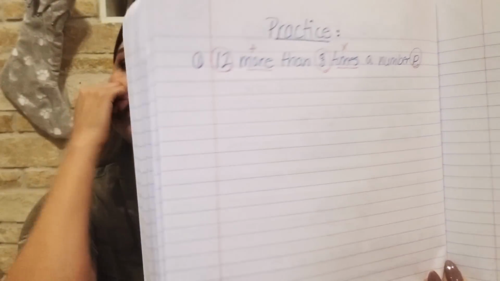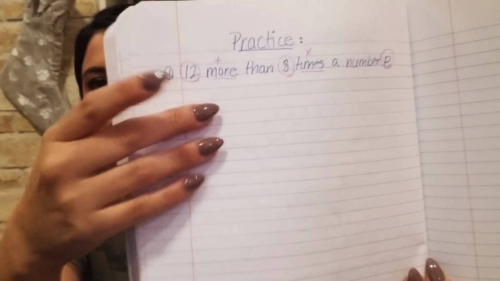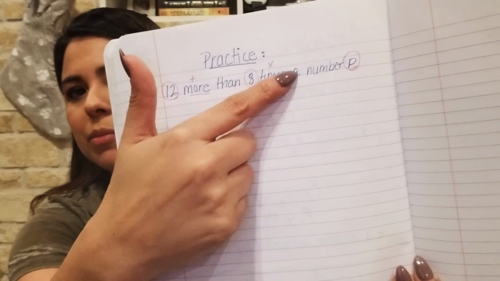Even though it could possibly give us the same answer no matter what we do, we just want to make sure that we write it correctly. So in this case, I'm actually doing 8 times the letter P first. So if I'm doing 2 operations, remember I need to separate them. I'm going to separate them with parentheses. So parentheses, 8 times P, close the parentheses, and then on the outside, I can add in that 12.